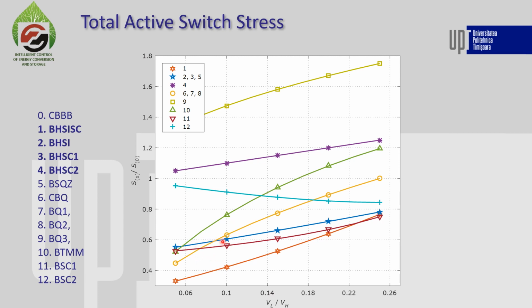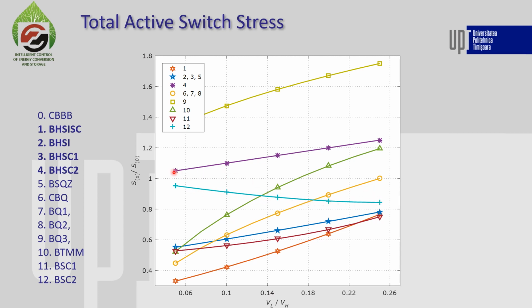Then we have the rest of the bidirectional hybrid converters, or at least the switched inductor and the switched capacitor converter, together with the switched quasi-Z source converter, with a much lower conversion ratio compared to the conventional buck-boost converter. And then we have the triangular modular multi-level converter, followed by the other switched capacitor converter.